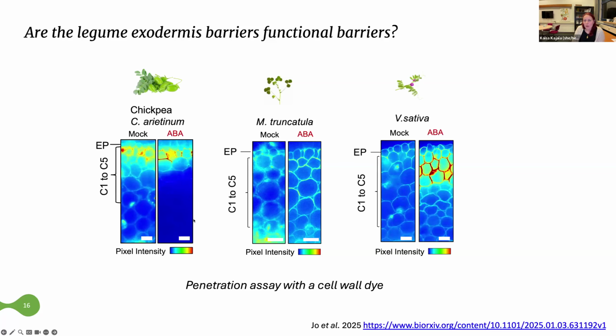And then the interesting one, Vicia sativa, here we actually do not see any blockage to the PI penetration. So whatever the suberin or suberin-like compound is doing, it's not functioning as an apoplastic diffusion barrier against PI. So based on this, I would call only the chickpea having an exodermis, and I have no idea what Vicia sativa has.